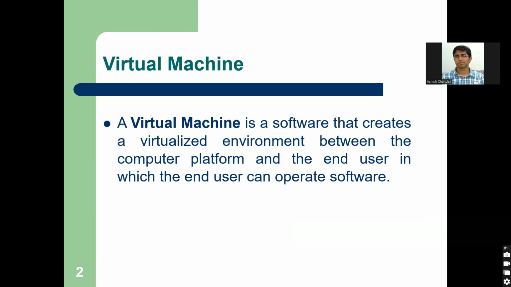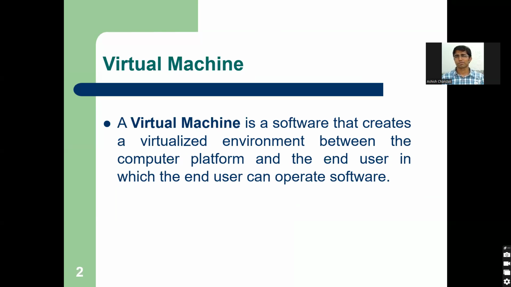Suppose, let us take an example, if you want to run Linux on Windows, then how is it possible? It is possible through virtual machine. So you have to install Oracle VirtualBox and inside Oracle VirtualBox install Linux, and through Windows you have to start the Oracle VirtualBox and then you can run the Linux.